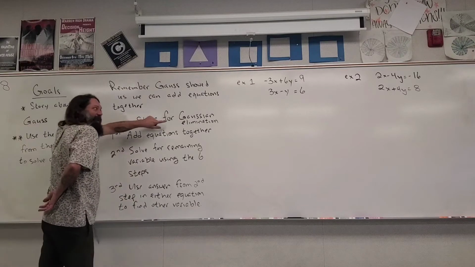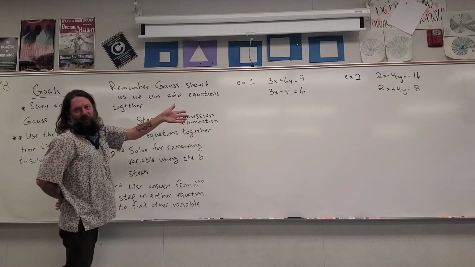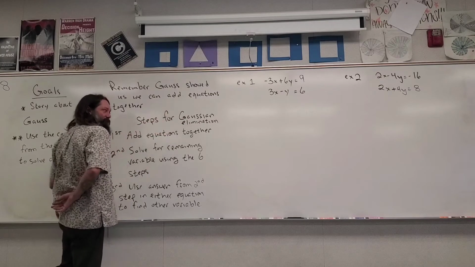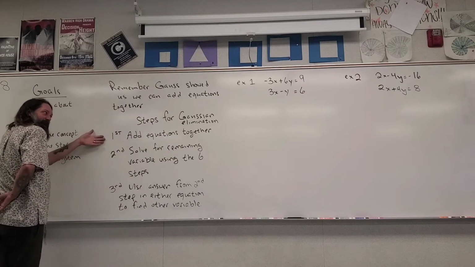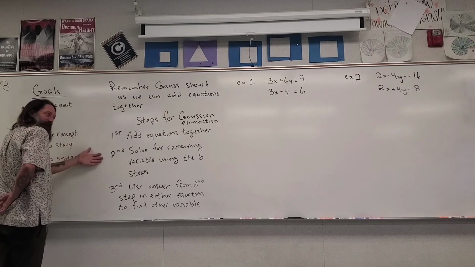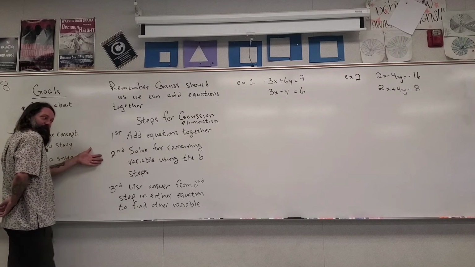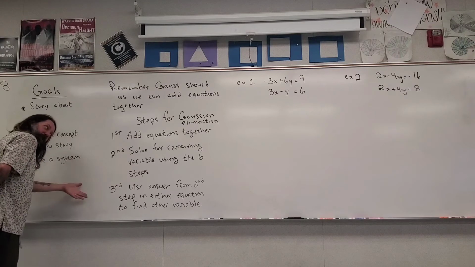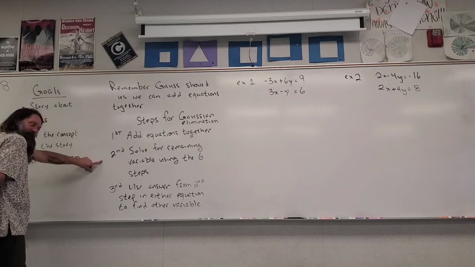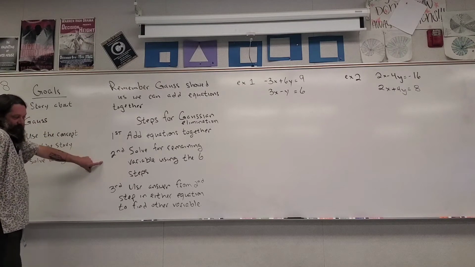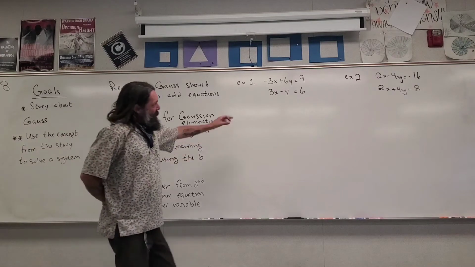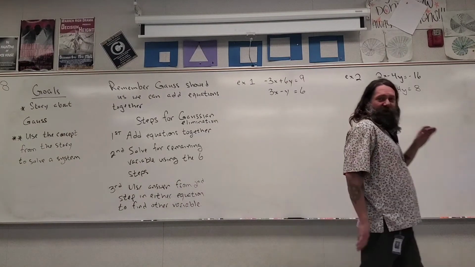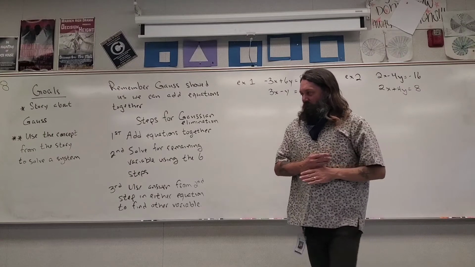Our steps for Gaussian elimination, it's either called Gaussian elimination or elimination. So our first step is to add equations together. Our second step is to solve for the remaining variable using the 6 steps, which we know how to do. And then our third step is to use the answer from the second step in either equation to find the other variable. Remember, these are equations of lines. We're trying to find out where the lines cross.